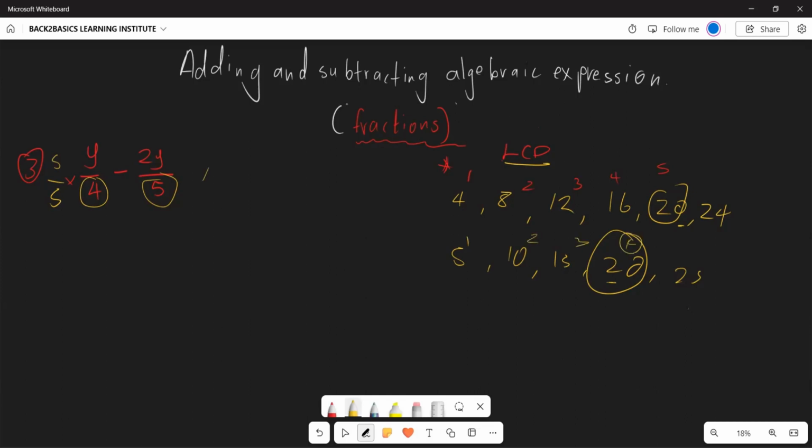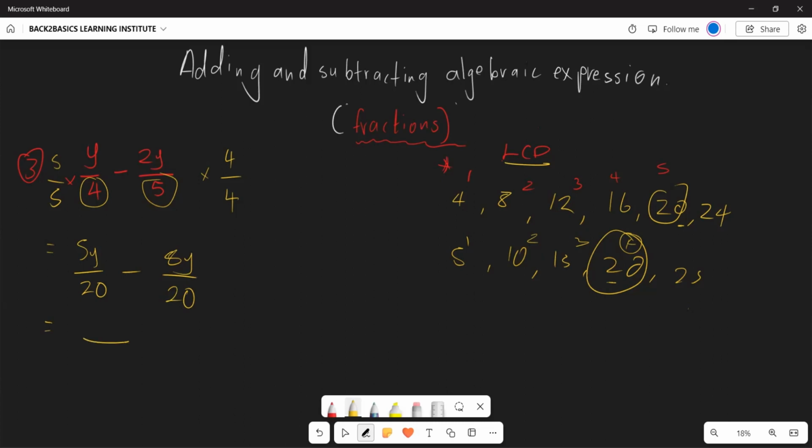So which means you're going to multiply by 4 in your numerator and 4 in your denominator, right? So then what you're going to have is 5y over 20, subtract 2 multiplied by 4. This is going to give you 8y over 20, right? So therefore, what is going to be this one?